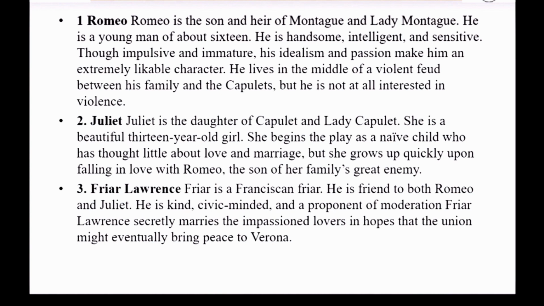He lives in the middle of a violent feud between his family and the Capulets, but he is not at all interested in violence. His only interest is love. At the beginning of the play, he is madly in love with a married woman, Rosalind. But the instant he lays eyes on Juliet, he falls in love with her and forgets Rosalind. Thus, Shakespeare gives us every reason to question how real Romeo's new love is.